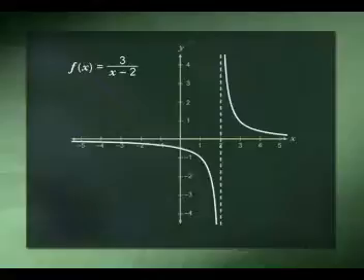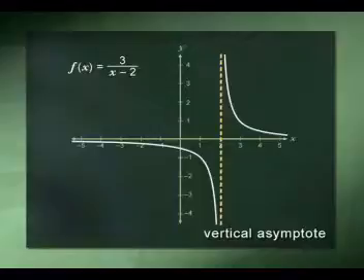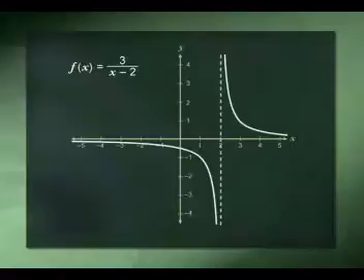So the line x equals 2, that vertical line, is what we call a vertical asymptote. The function is not defined there. 2 is not in the domain. And that vertical line is not part of the graph. It's called a vertical asymptote in the sense that the function gets closer and closer to the line x equals 2 as it goes off to infinity or minus infinity.